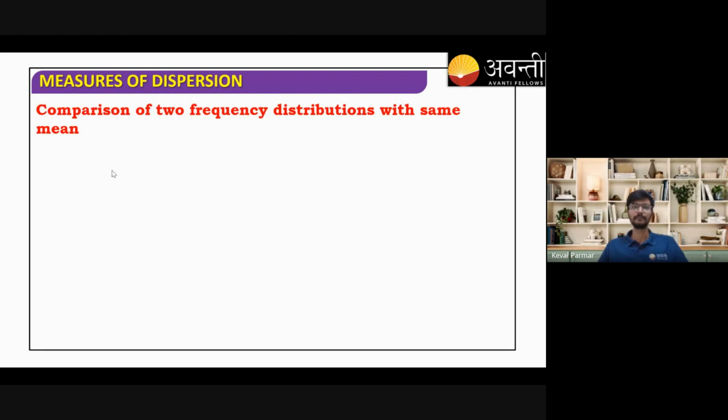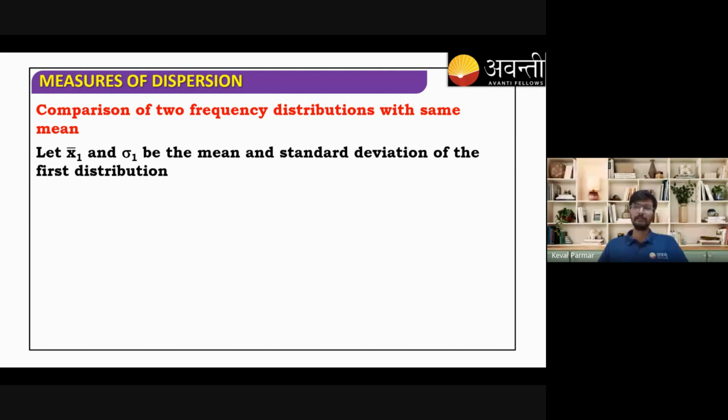So here, first let us define some standard notations. As you can see here, x1 bar and sigma 1 are the mean and standard deviation of the first distribution.